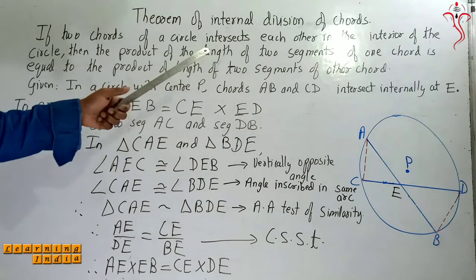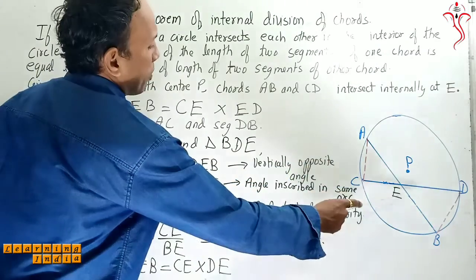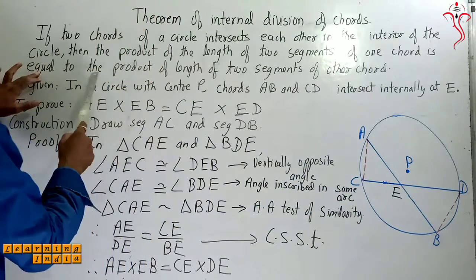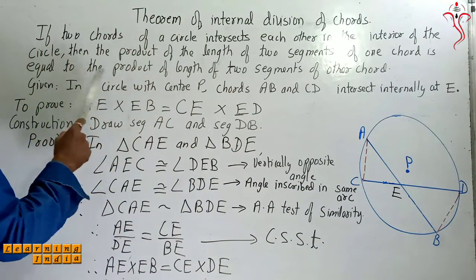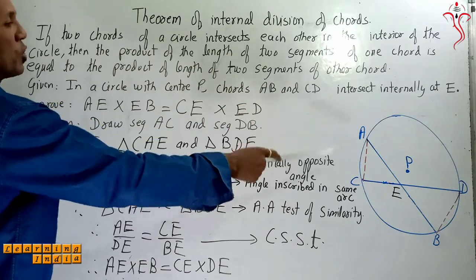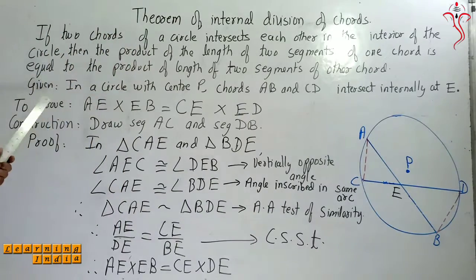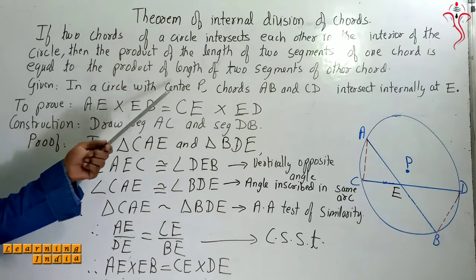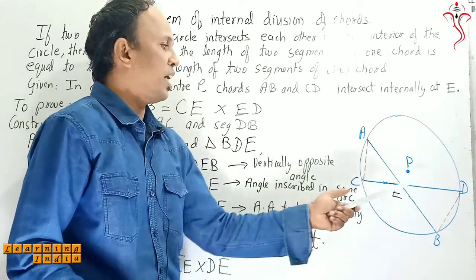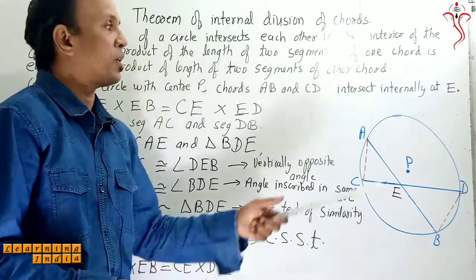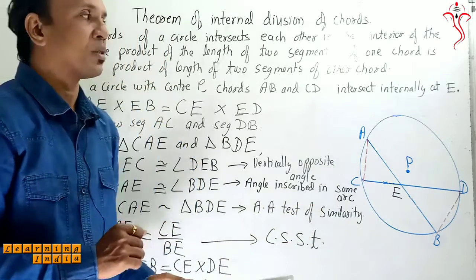Then the product of the lengths of the two segments of one chord, that is AE multiplied by EB, is equal to CE multiplied by DE, which is the product of the lengths of the two segments of the other chord. The other chord is our chord CD. So we are given a circle with center P, and chords AB and CD intersecting each other internally at point E.